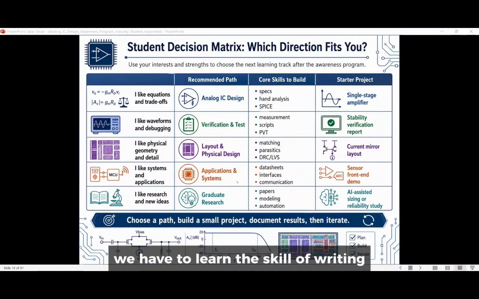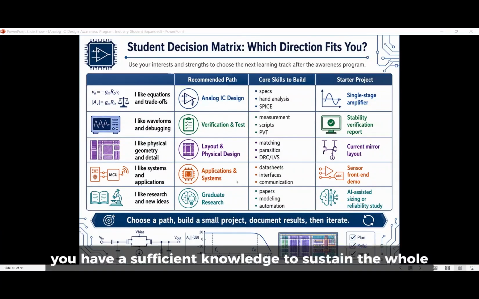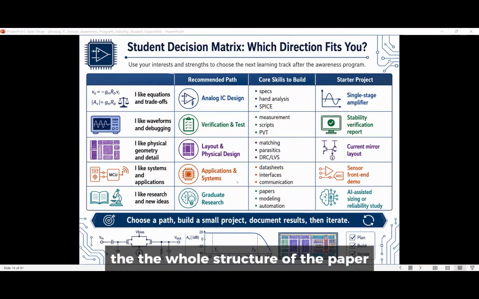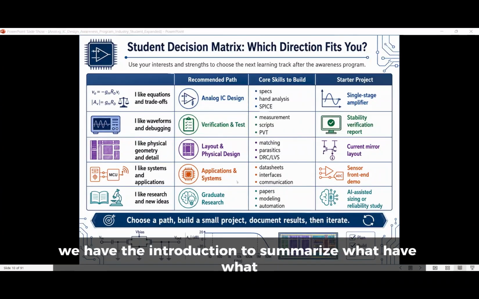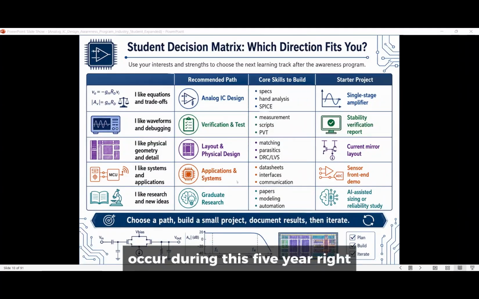Yeah, we have to learn the skill of writing a good technical paper. A technical paper normally requires you to have sufficient knowledge to sustain the whole structure of the paper. In the beginning we have the introduction to summarize what has occurred during these 5 years, right? So, what is the limitation of the area you are doing research on?